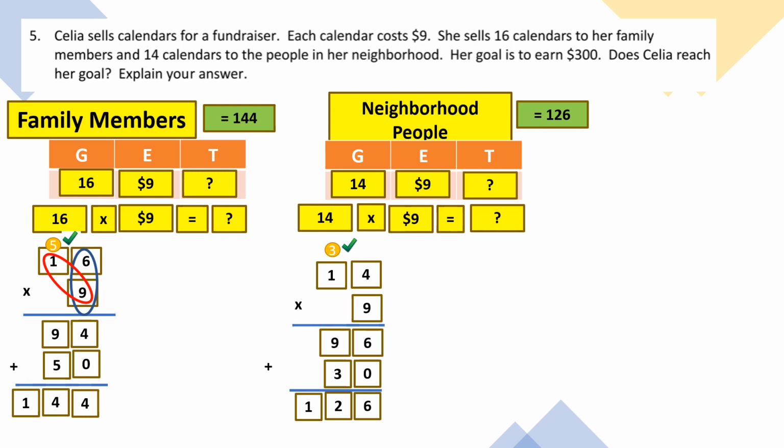Now, to figure out if she reached her goal, we have to add the money that she raised by selling to her family members to the money that she raised by selling to the neighborhood people. So that would be 144 plus 126.